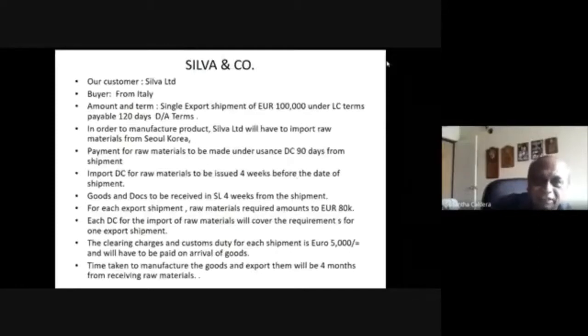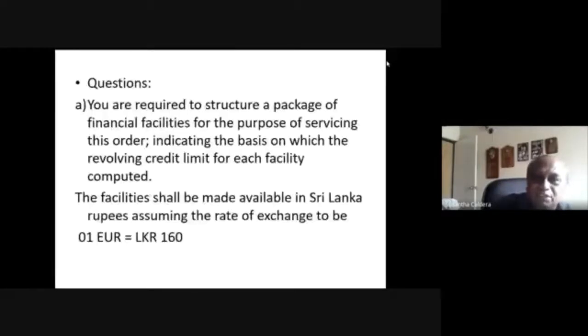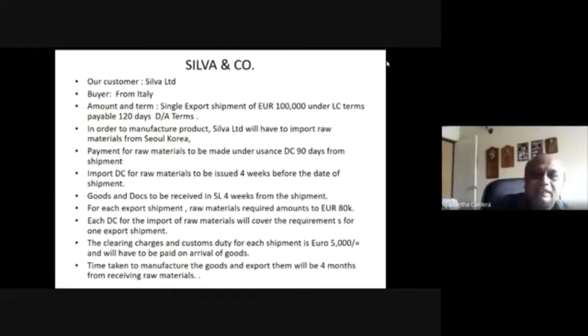Meanwhile, can you read the next sum, Silva and Company? Read it well. The other part says: you are required to structure a package of financial facilities for the purpose of servicing this order, indicating the basis on which the revolving rate limit facility shall be made available in Sri Lanka rupees, assuming that the rate of exchange is €1 equal to 160 LKR. Right? Okay. Now read the Silva sum and draw the straight line while I prepare the other one. First read this, and then draw the straight line.